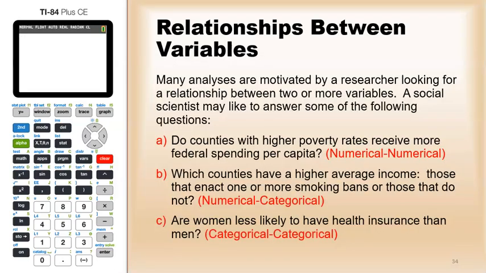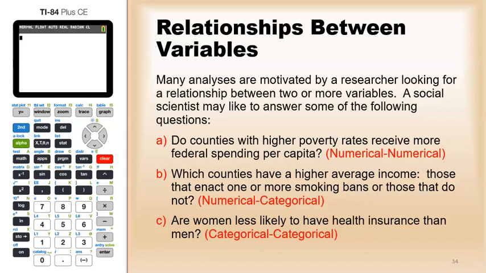Many analyses are motivated by a researcher looking for a relationship between two or more variables. A social scientist may like to answer some of these questions. For instance, do counties with higher poverty rate receive more federal spending per capita? Well, that would be a numerical type of question, in that higher poverty rate is a numerical variable, and also federal spending per capita is a numerical variable.